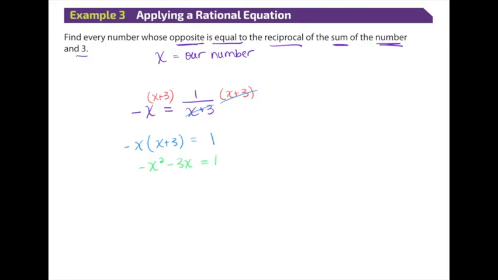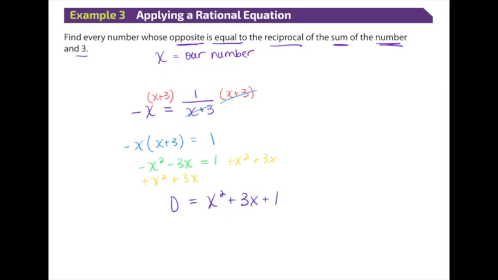This is a quadratic. So I want everything on one side. I always, always, always have my leading coefficient positive. So I always move it to the other side if it's negative. So I would add both of these over to the other side. And of course, I'm going to put that in standard form. So on the left-hand side, I have 0. Here I have x squared plus 3x plus 1.